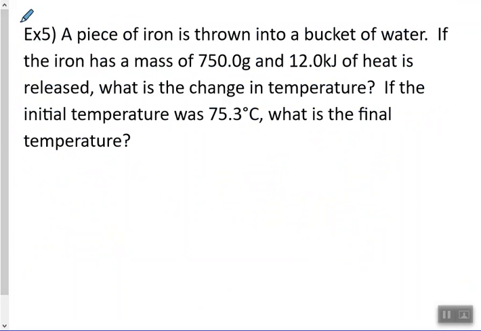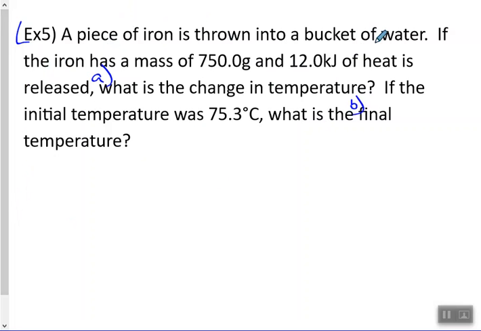So lecture example 5, we have a piece of iron thrown into a bucket. If the iron has a mass of 750 grams and 12 kilojoules of heat is released, what is the change in temperature? If the initial temperature was 75.3, what is the final temperature? So this is like an A and B question. A, we're finding the change in temperature. B, we're finding the final temperature.